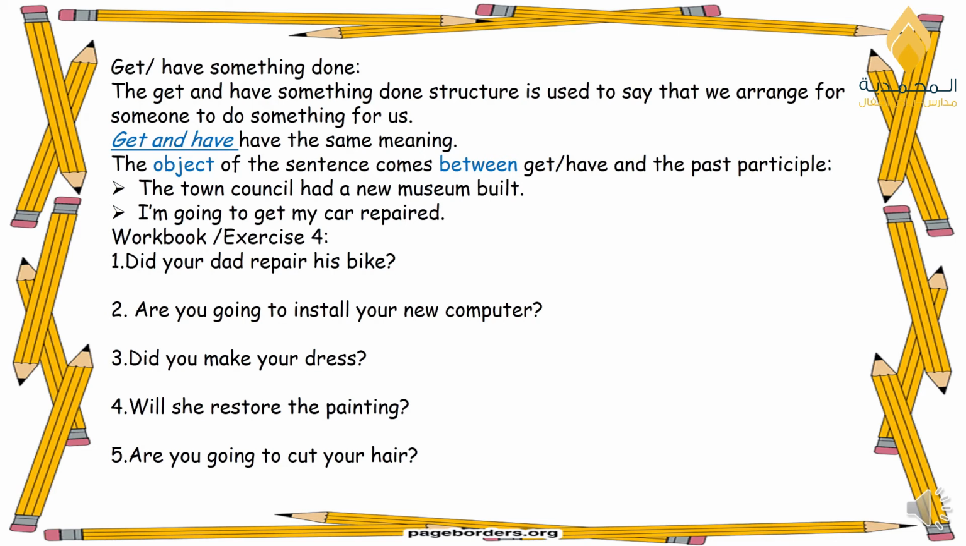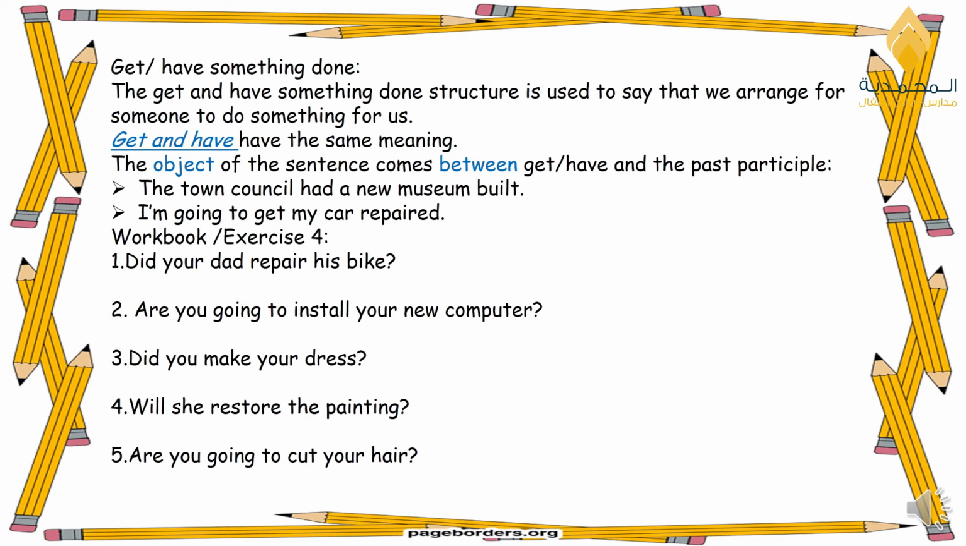Number 2. I'm going to get my car repaired. From the sentence you can tell that he's telling us something right now which is going to happen in the future. Where is the object here? The object here is my car. We used get here, or you can put have, which is correct. Then you put the verb 3 from repair, which is repaired. Clear?